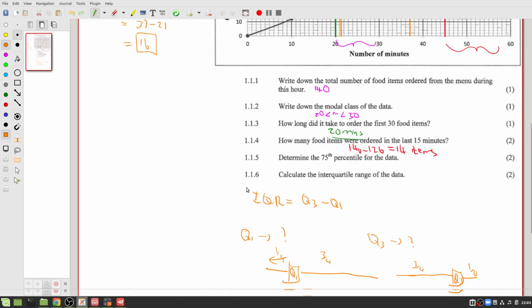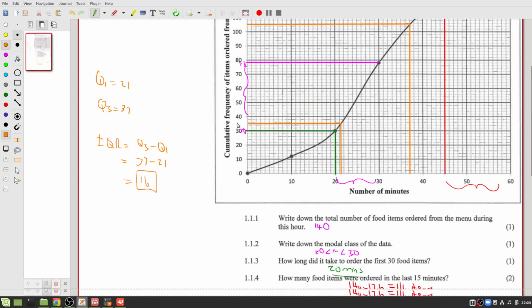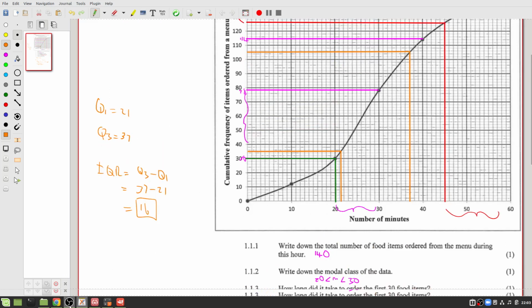Alright, so that was question 1 on ogive or cumulative frequency graph, and then I'll see you again for question 2.